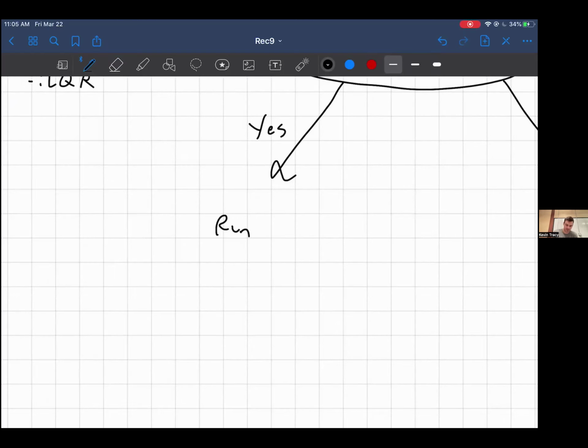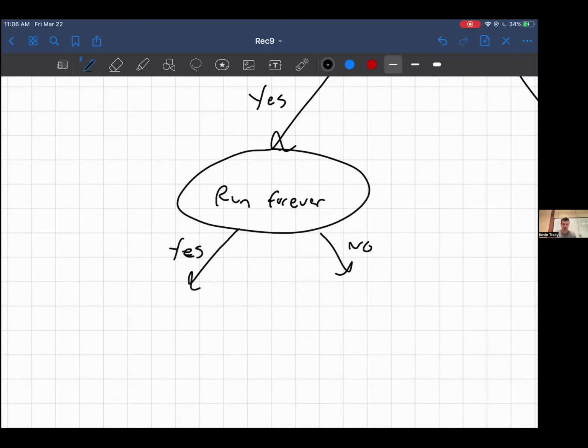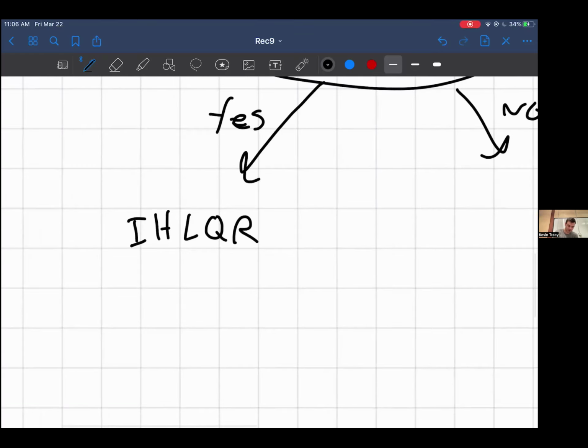Some examples of this: if I have a refrigerator and I have a temperature control on this thing, that's going to run forever. That's not just running for the next hour, that's running forever. And so I can design what I can call a regulator to just run this thing forever. So if I am in fact running this thing forever, then I will use infinite horizon LQR.